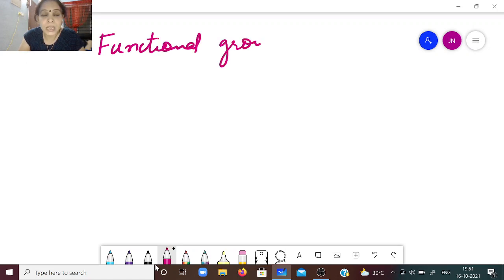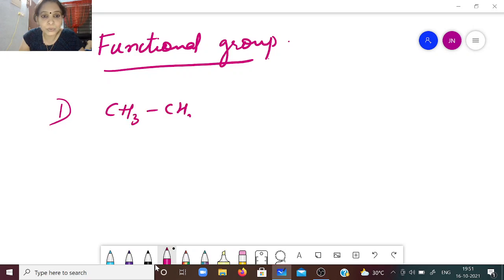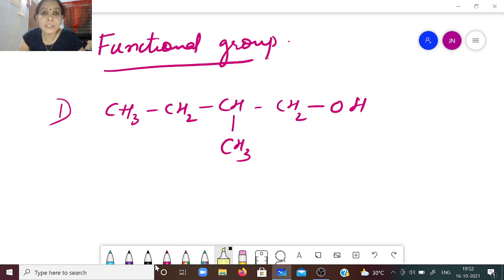Now, a compound containing a functional group means we have to count the longest chain containing the functional group. That is the first rule: longest chain containing the functional group. That means if I am writing a compound like this, CH3, CH2, CH2, CH2OH, and I'm writing a branch over here, I have to count the compound in such a way that the functional group has the lowest number.